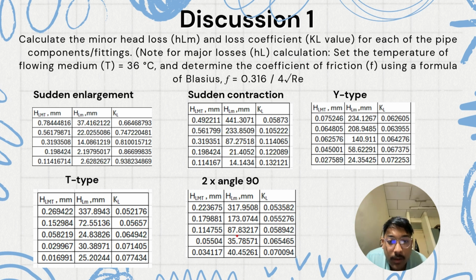So here we have the formula for the sudden enlargement, sudden contraction, Y type, T type, and 2 times angle 90. And next we have 2 times bend 90, and the other one is 2 times angle 45.